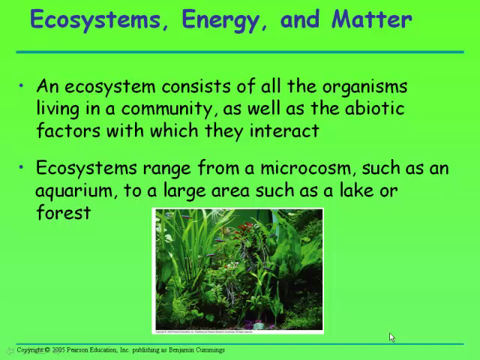Chapter 50, Ecosystems. So what is an ecosystem? It consists of all the organisms living in a community, as well as the abiotic factors with which they interact: the weather, the water, soil. Ecosystems range from a microcosm, such as an aquarium, to a large area, such as a lake or forest.